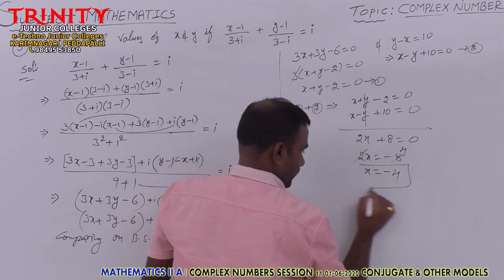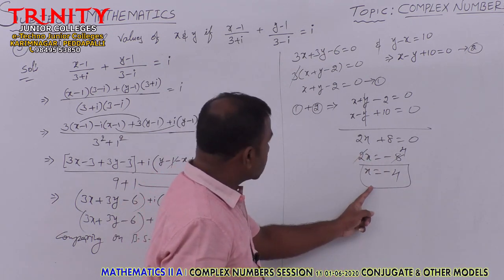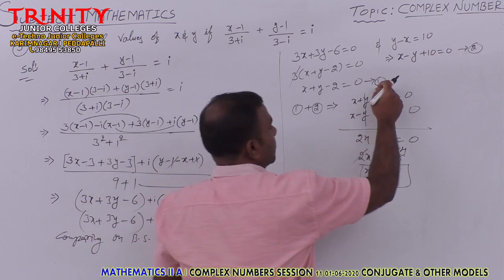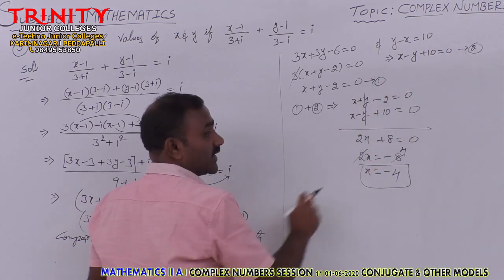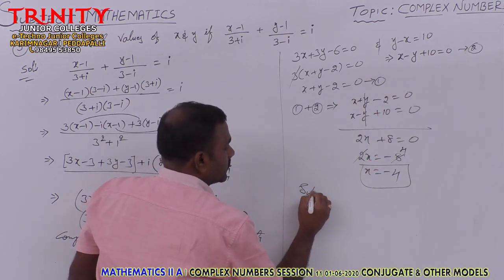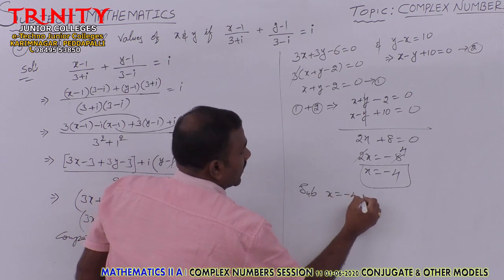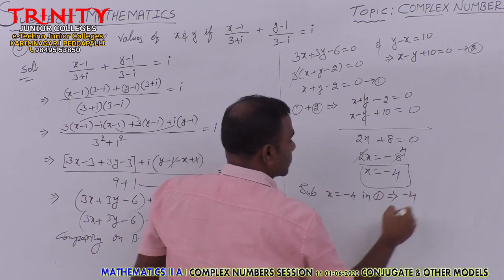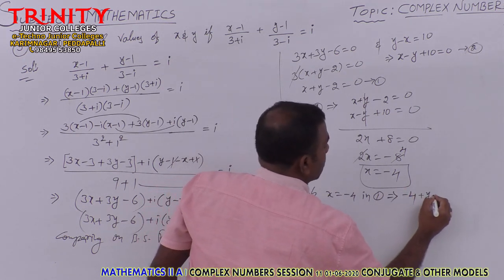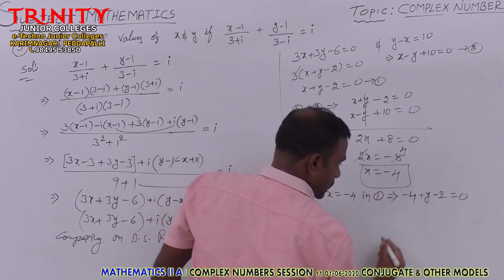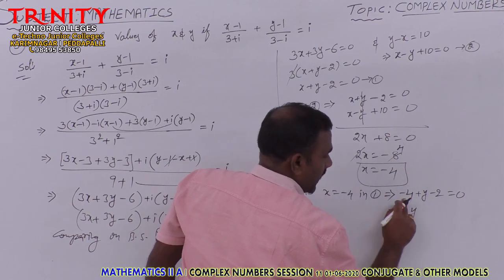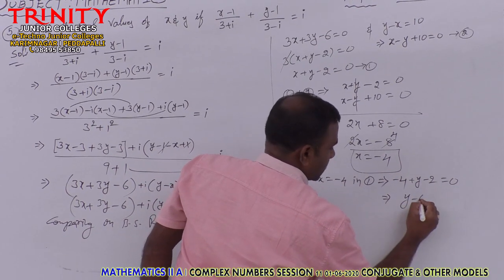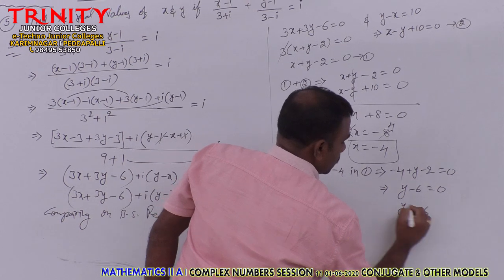Substitute the value of x in either equation 1 or equation 2, and we will get the value of y. Substitute x equal to minus 4 in equation 1: minus 4 plus y minus 2 equal to 0. Minus 2 minus 4 is minus 6, so y is equal to 6.